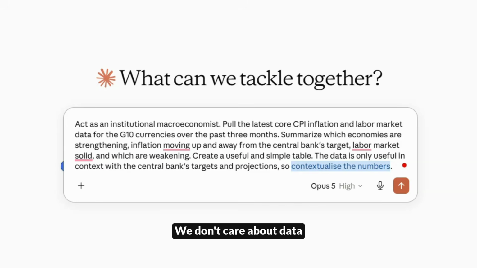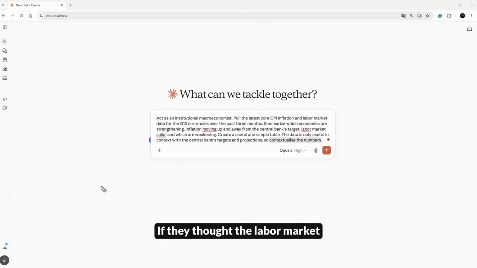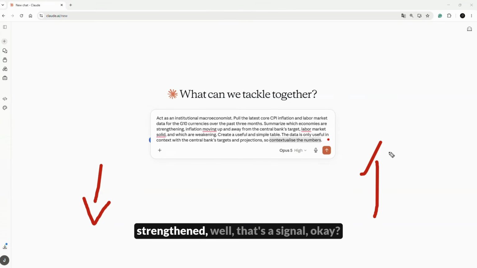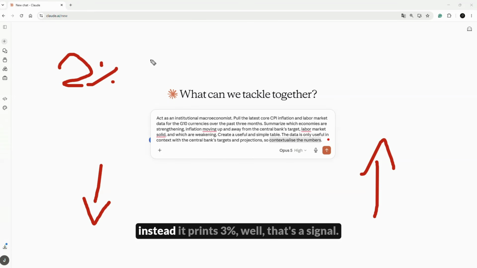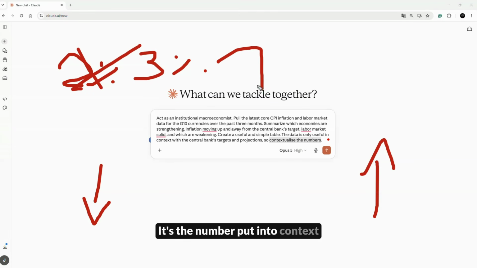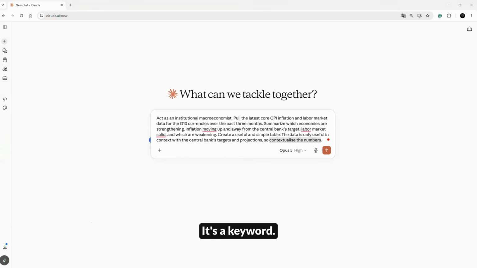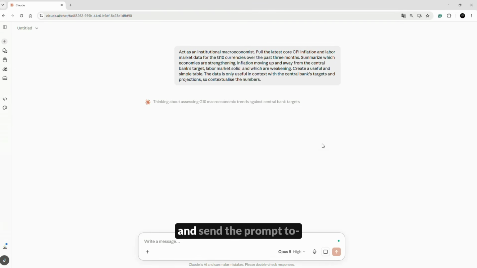We don't care about data just for the sake of data. We care about the data relative to what the central bank is expecting. If they thought the labor market would weaken and instead it strengthened, well, that's a signal, okay? That's a signal that the central bank is going to take into account and that is going to lead them to be more hawkish. If they're expecting 2% inflation in the next month and instead it prints 3%, well, that's a signal, okay? It's the number put into context with what the central bank expects. Context is a keyword. All this said, just hit enter and send the prompt.